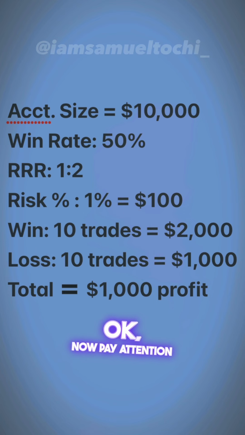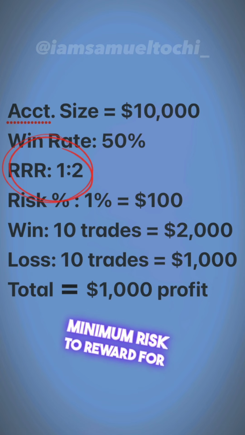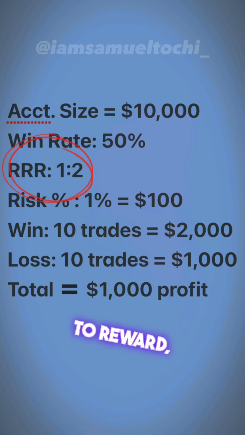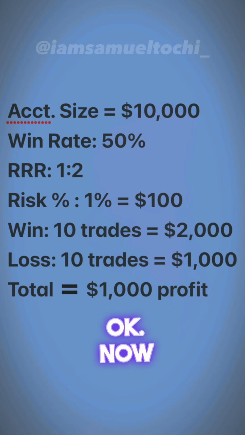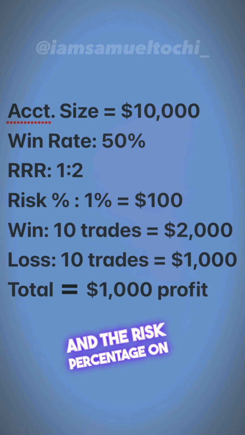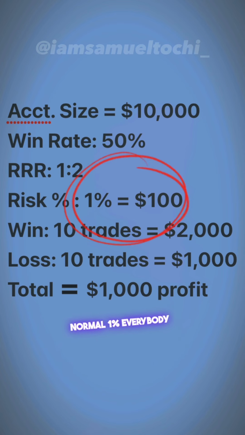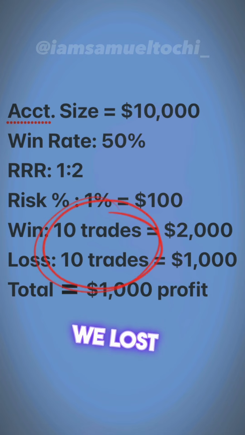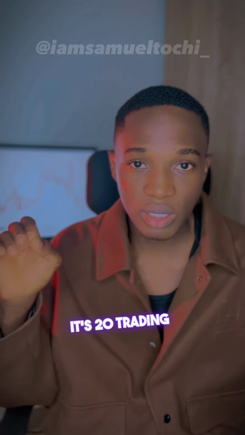Okay, now pay attention to the risk to reward ratio part. Let's say the minimum risk to reward for this particular strategy we are using is 1:2 risk to reward, which is the minimum I want you guys to use, right? And the risk percentage on this particular account is the normal 1%. Everybody risks, right? Let's go to the wins. We won 10 trades, we lost 10 trades because it's 20 trading days.